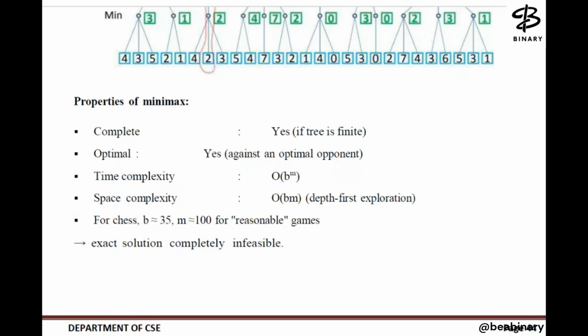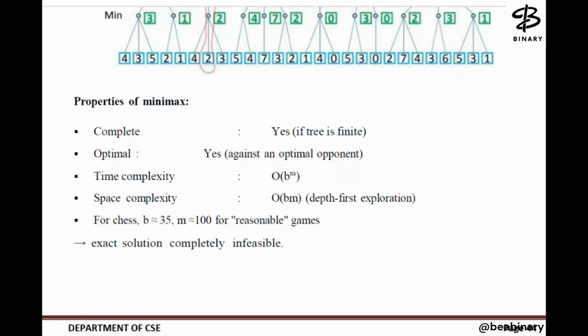Time complexity, B is here the branching factor, right? So here the time complexity is B to the power m. Then the space complexity is Bm here. So with depth first exploration, according to a depth first algorithm, when we consider the depth first, the space complexity is definitely Bm.